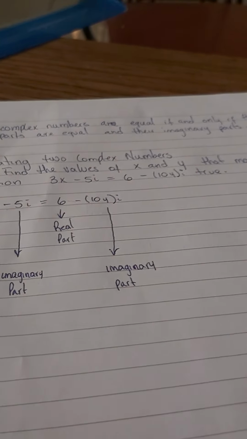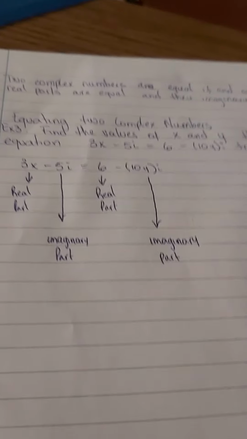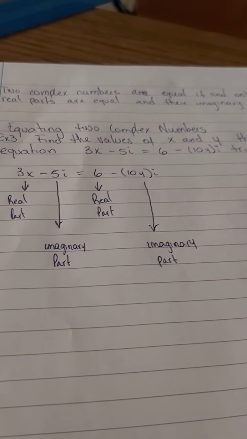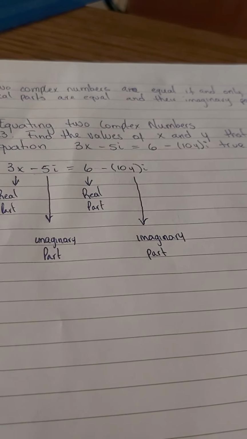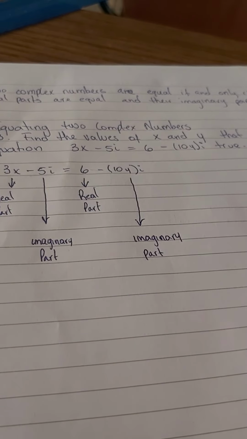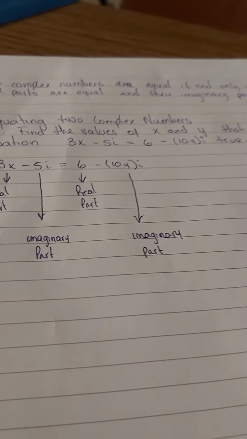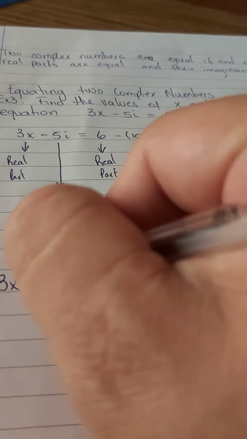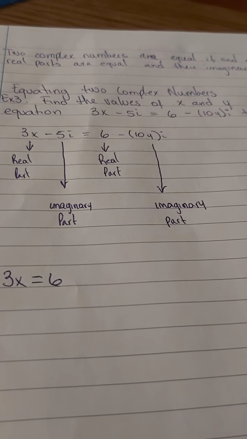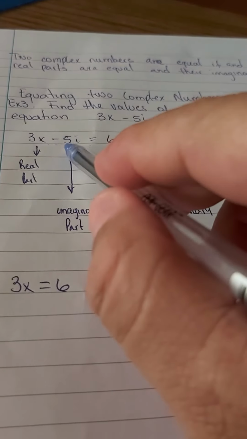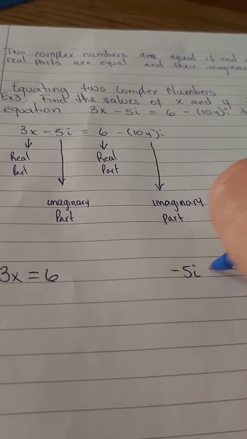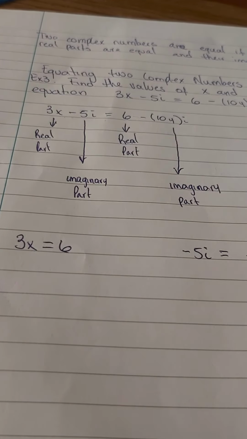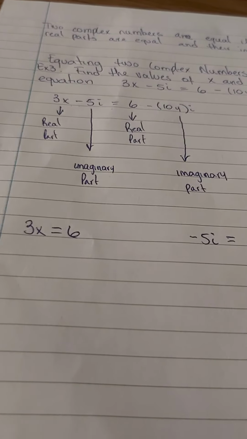Okay, so again, two complex numbers are equal if and only if their real parts are equal and their imaginary parts are equal. So let's put the real parts together. 3x is equal to 6. This is the real part. And the imaginary part will be negative 5i equals negative 10yi.